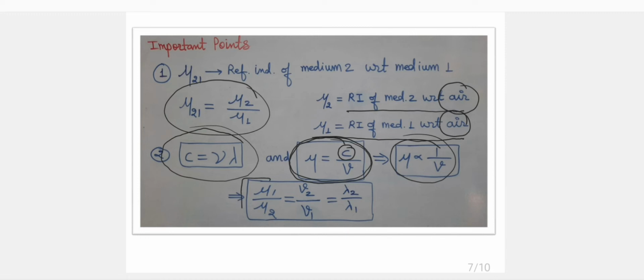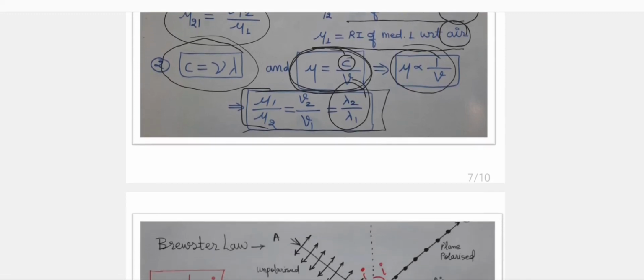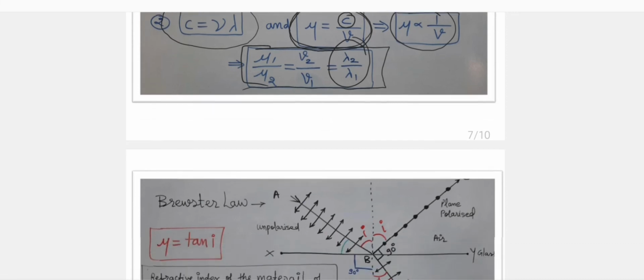So from here you can relate this formula: mu2 by mu1 equals v2 by v1 equals lambda 1 by lambda 2, showing how the refractive index is related to the wavelength of the light. Generally they can ask you such questions as relation or statement type questions.